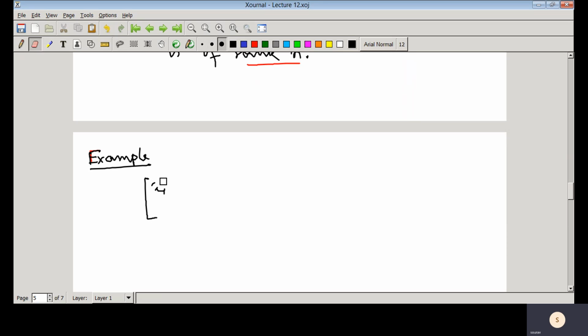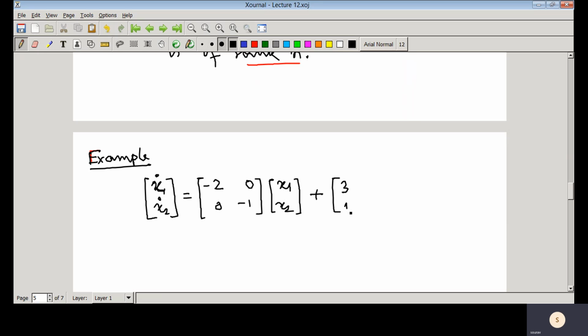Suppose you have that state space realization: [x1 dot, x2 dot] equal to [-2 0; 0 -1] [x1, x2] plus [3, 1] u, and here y equal to [1 0] [x1, x2].